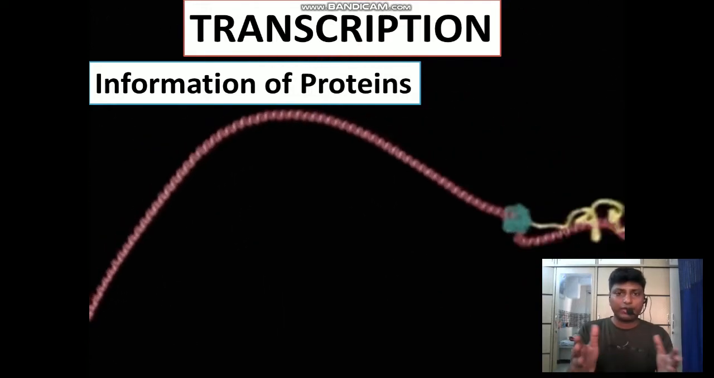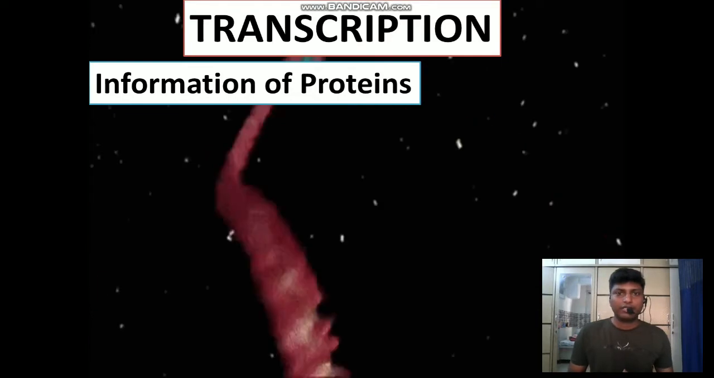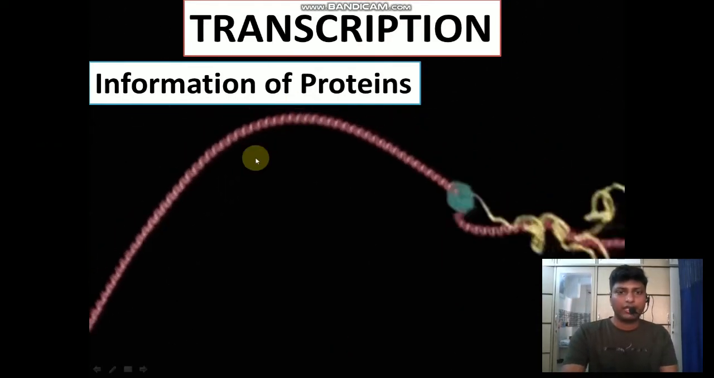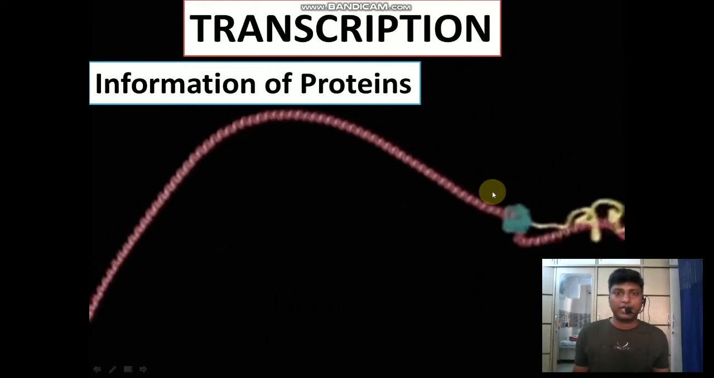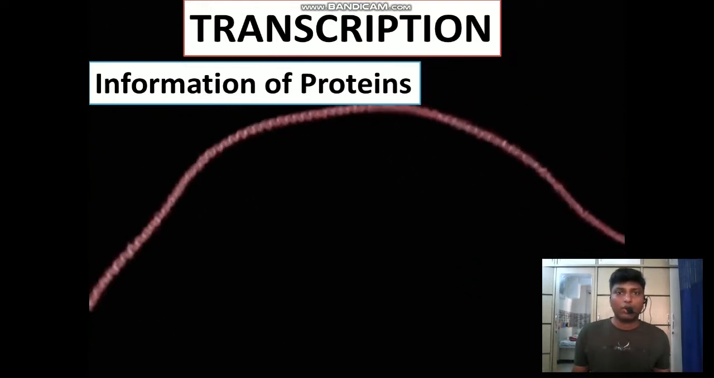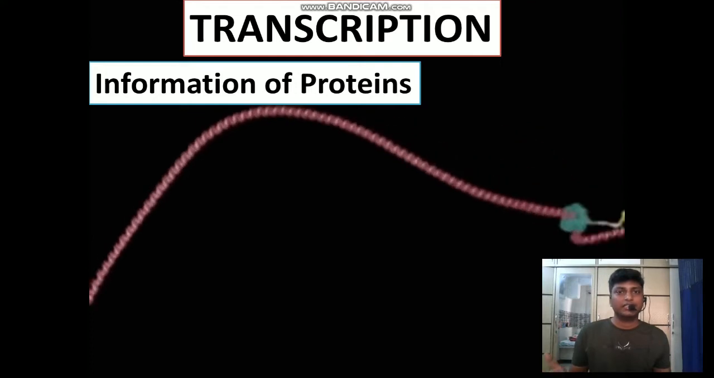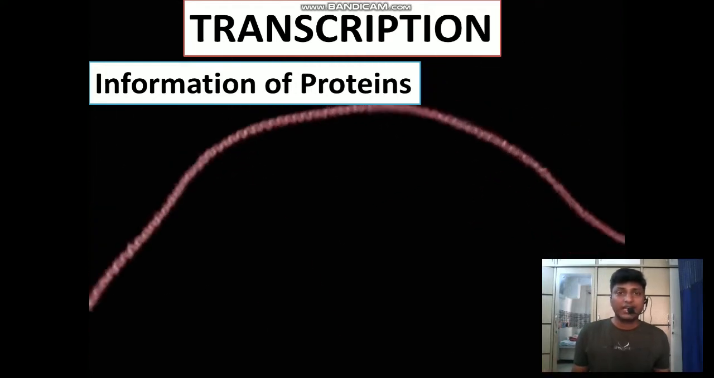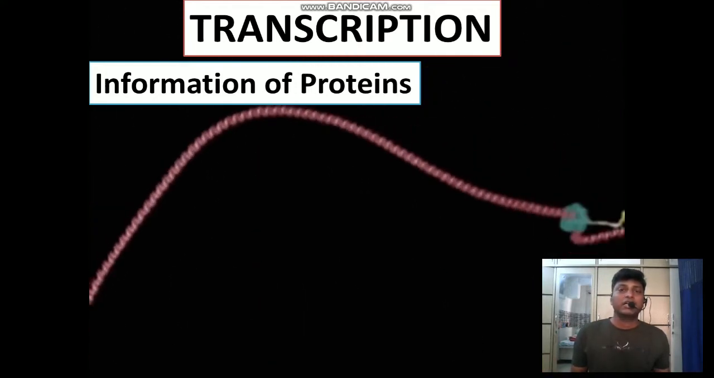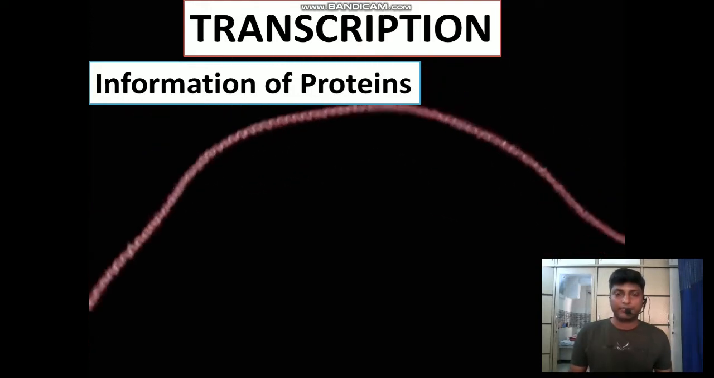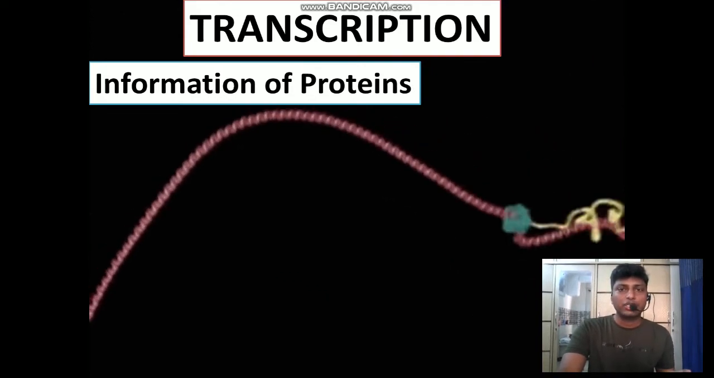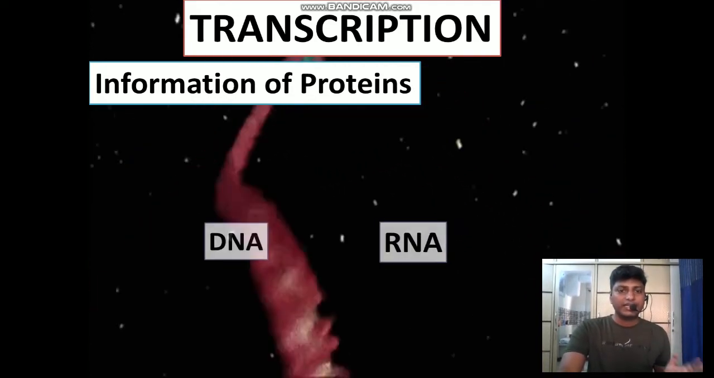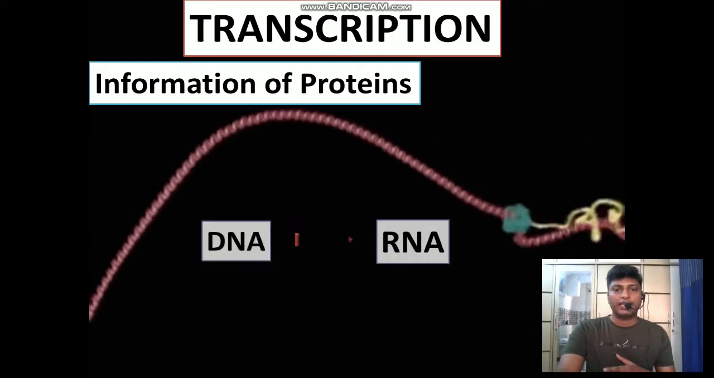Now in the background, can you all see the red color strand on the screen? This particular red color strand is nothing but our DNA, which is the genetic material. And this DNA we all know is present inside the nucleus. What does this DNA contain? The DNA contains the information of proteins. This information of proteins is actually passed from DNA to the RNA.